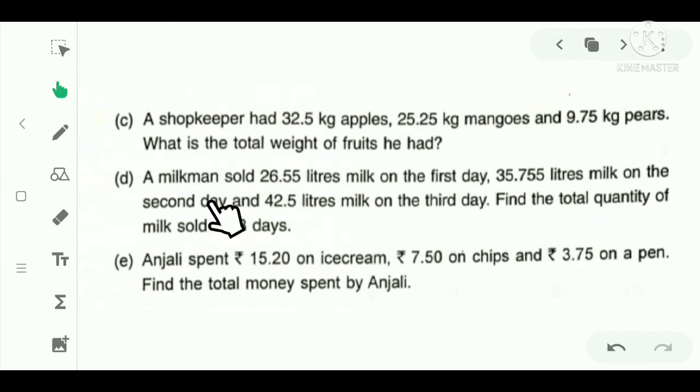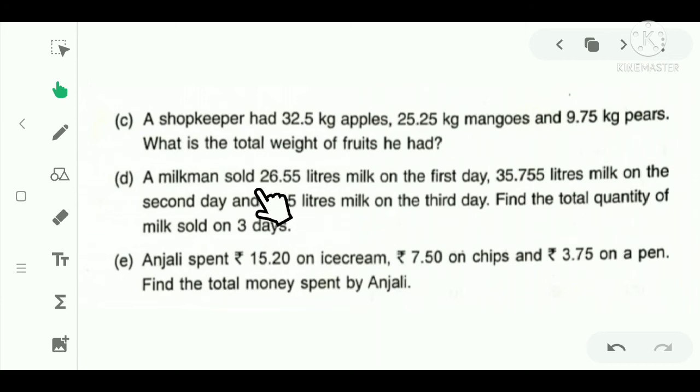Students, D part is, a milkman sold 26.55 liter milk on the first day, 35.755 liter milk on the second day and 42.5 liter milk on the third day. Find the total quantity of milk sold on 3 days. So first day milk quantity is given, second day milk quantity is given, and third day milk quantity is given here. And we want to find the total quantity of milk sold on 3 days. Total quantity we want to find, so again we will do addition here.